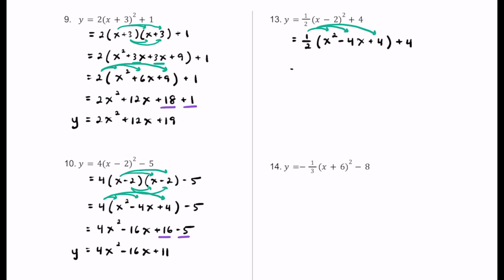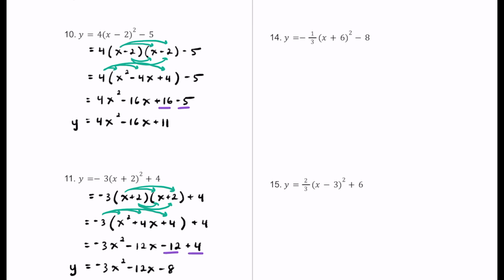And if we do so, we're going to get 1/2 x squared minus 2x plus 2, and then we have a plus 4 on the outside. We can finally combine these constants at the end here. So at the very end, we're going to have 1/2 x squared minus 2x plus 6. So this is standard form. A is 1/2, B is -2, and C is +6.